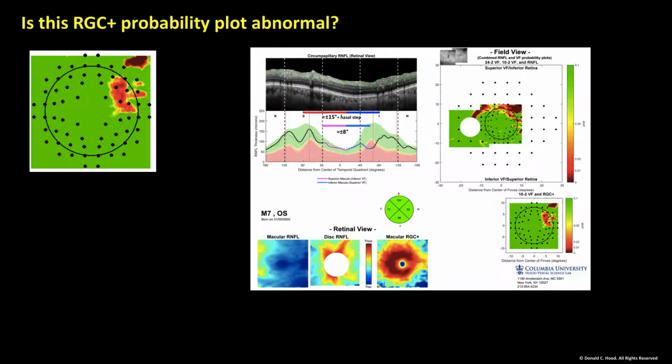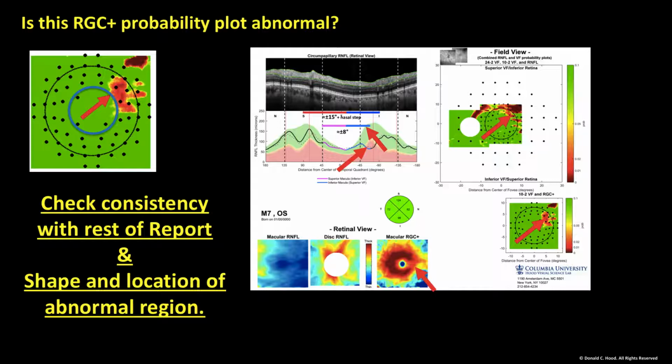On the other hand, this eye is troublesome. We have this splotch here, but notice that it's outside of the 4-degree circle, and it respects the midline. Right. And you can see the chunk out of the retinal ganglion cell here. You can see some abnormalities here that are consistent with it, and you can also see the dip in the retinal nerve fiber layer. So that's what I mean by making sure everything is consistent. This is real. This is not an artifact. And it's in the macula. All right, so you want to check the consistency with the rest of the report, as well as the shape and location of the abnormal region. Okay, so yes, this is abnormal.